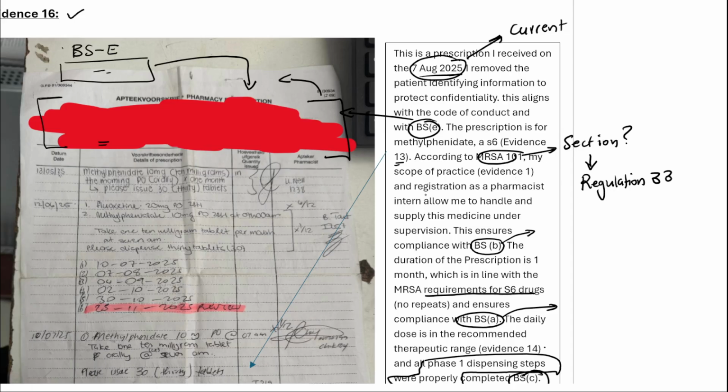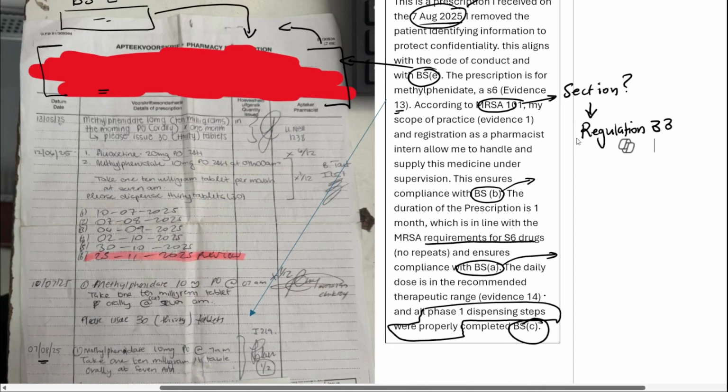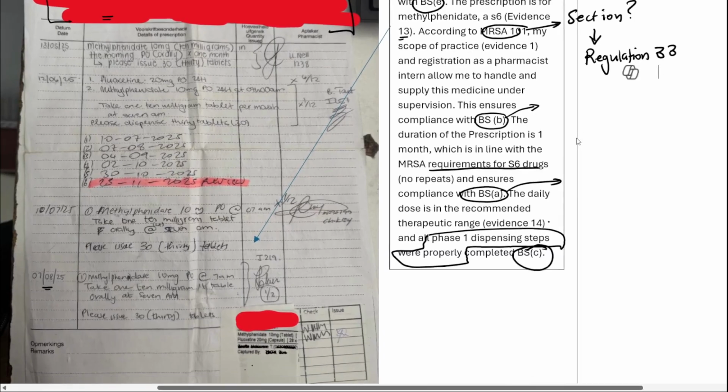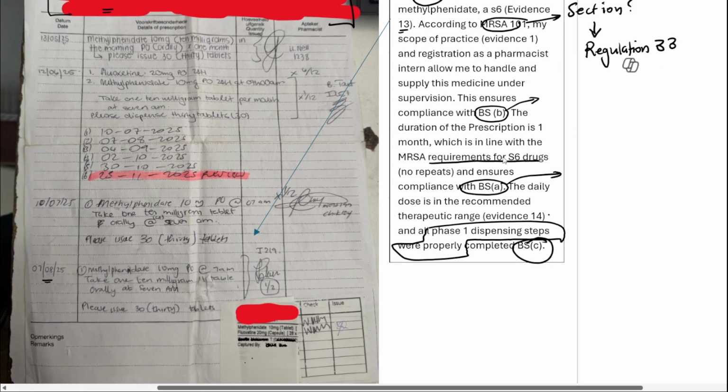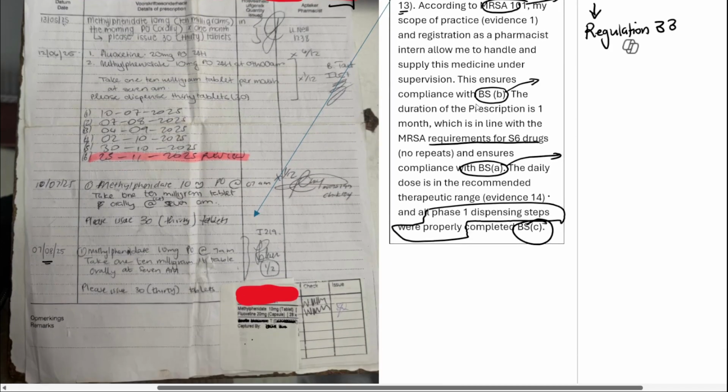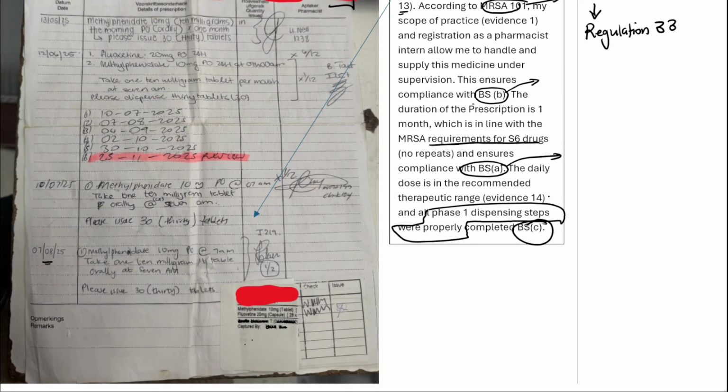My scope of practice, evidence 1, and registration as an intern allows me to handle this. This ensures behavioral statement B. Behavioral statement B is applying the scope of practice and identifying the limitations. Okay, so now you can see that this person, let's start with the scope of practice, behavioral statement B. Here, this ensures compliance with behavioral statement B. Behavioral statement B, like I said, means what you're supposed to do and your limitations. But it's not really clear which part actually applies behavioral statement B.